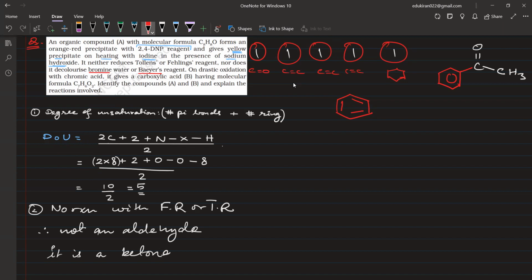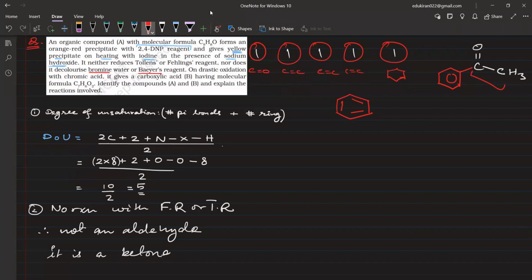Did you understand? So can you explain the last part again? Yes. Now what I am saying is, it is not decolorizing bromine water or Baeyer's reagent. That means it is not an alkene. But it has some unsaturation. Now this can only happen when we are going to have benzene. Benzene is something that has double bonds, but still it does not react with bromine water like a typical alkene. It is not a typical double bond, it has a double bond in resonance.